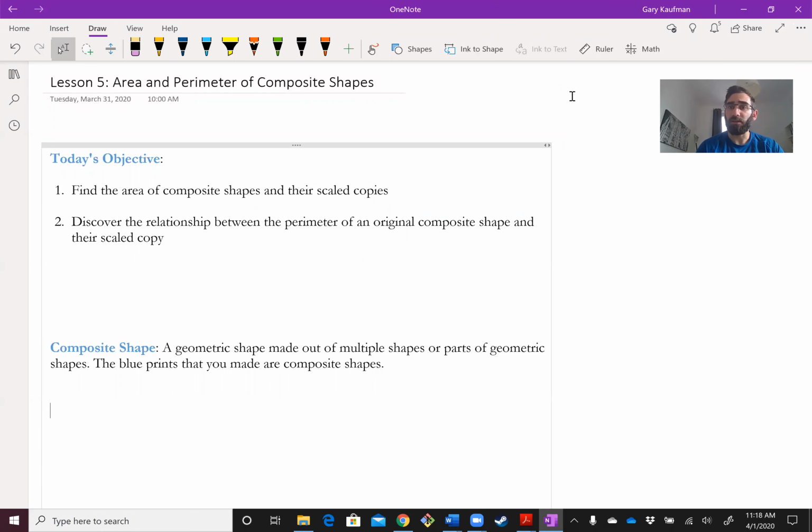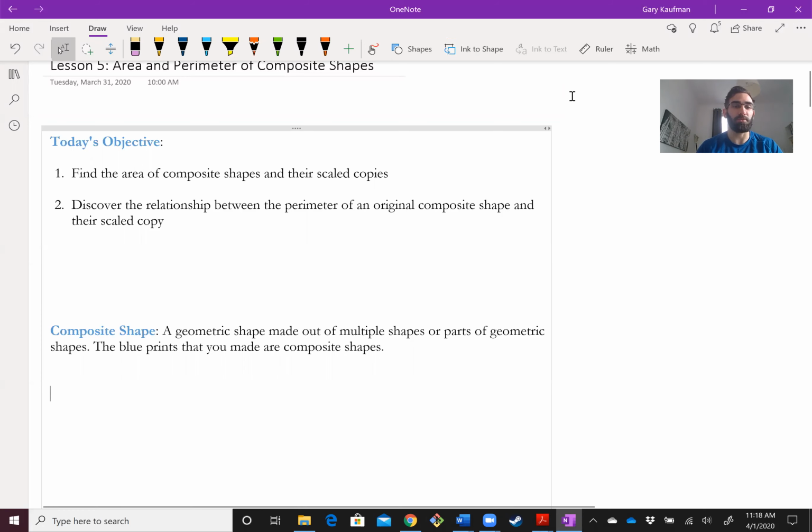Before we start, a composite shape is just a geometric shape made out of multiple shapes or parts of geometric shapes. Like the blueprints that you created, they are composite shapes because, depending on the size of your rooms, it's different rooms put together. So let's go to our first example, which is also an exploration.